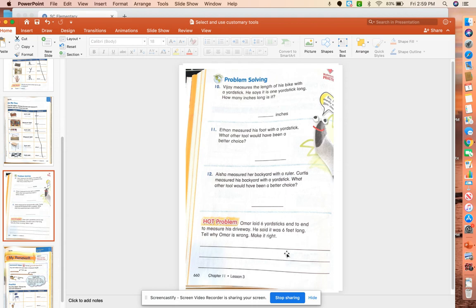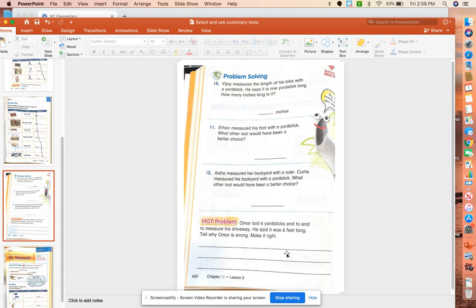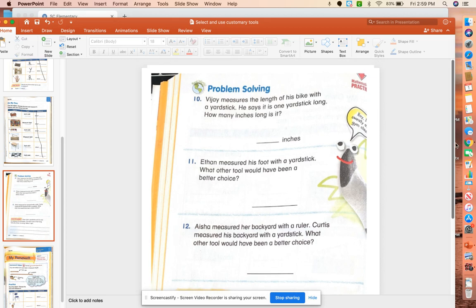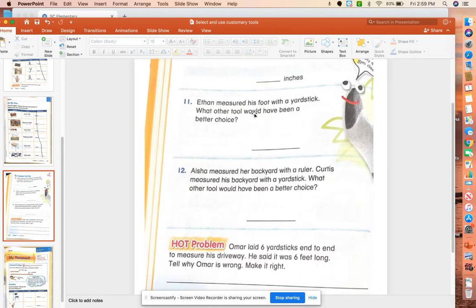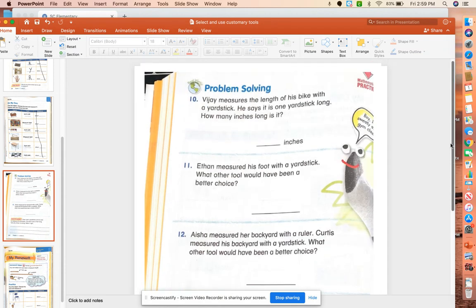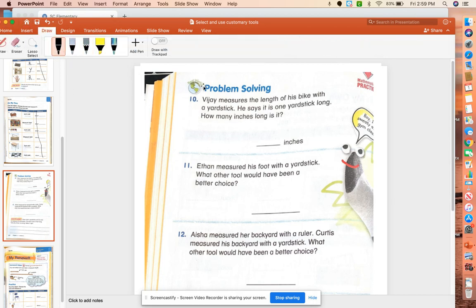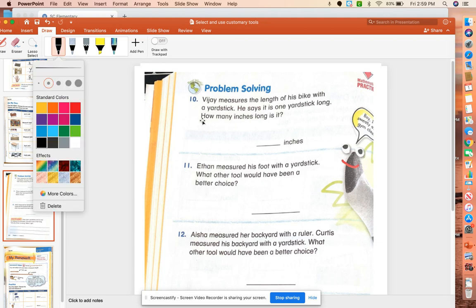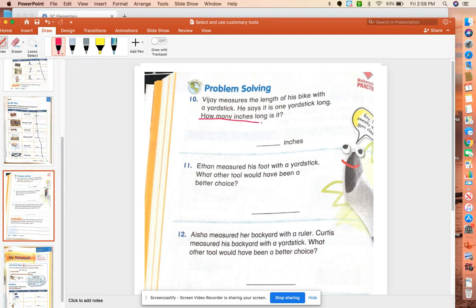Okay, boys and girls, we're going to look at page 660. Number 1 says, VJ measures the length of his bike with a yardstick. He says it is 1 yardstick long. How many inches long is that? So this is the question they're asking us right here: how many inches long is his bike? They said that VJ measured the length of his bike with 1 yardstick.